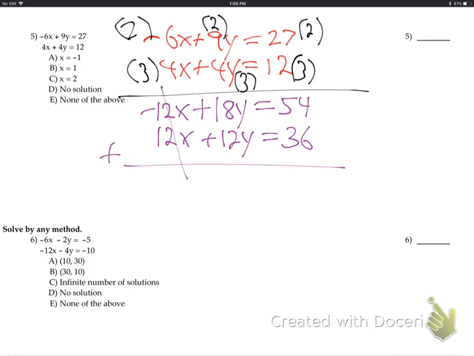Everybody see how the x's will cancel out when I add them up?